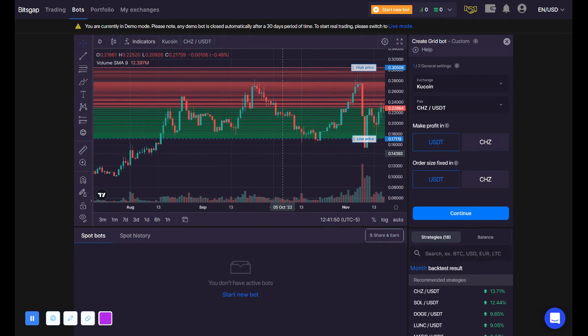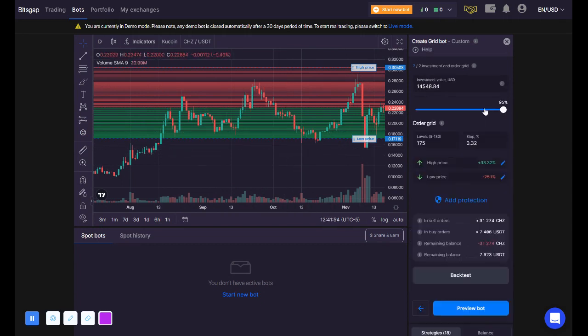Press the continue button. Using 95% of your budget is okay. If you're trying to run 2 bots, then move it to 50%. For this example, I will use 95%. Keep the steps the same.